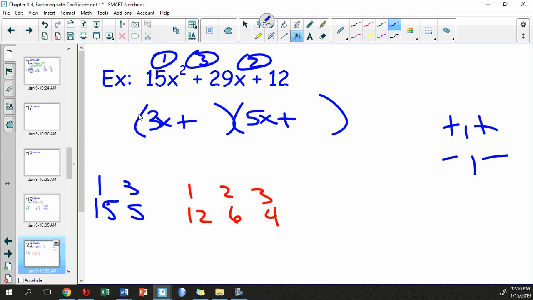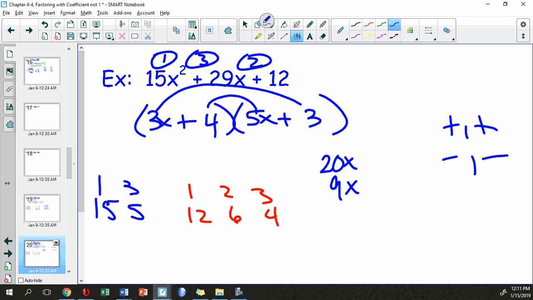Now, think. If I put the 4 here, I'm multiplying that by 5 to give me what number? Is that a nice number? That gets me pretty close to my 29. Would you agree? So if I put the 4 here and I put the 5 here, inner gives me 20x. Outer, this should be a 3, gives me a 9x to give me a 29. Is that what I wanted? Do we understand that?